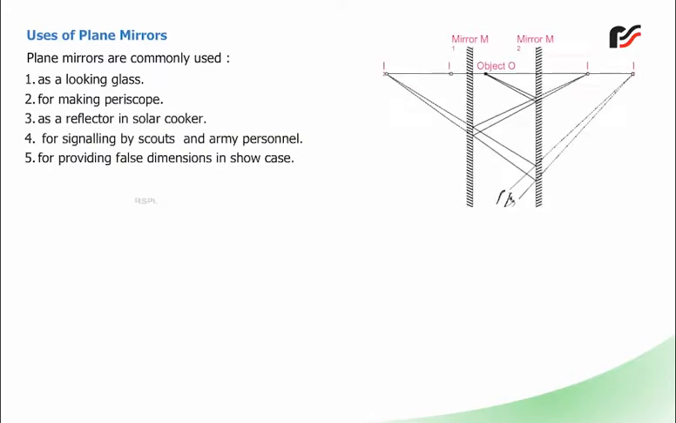Uses of plane mirrors. Plane mirrors are commonly used: 1. As a looking glass, 2. For making a periscope, 3. As a reflector in a solar cooker, 4. For signaling by scouts and army personnel, 5. For providing false dimensions in a showcase.